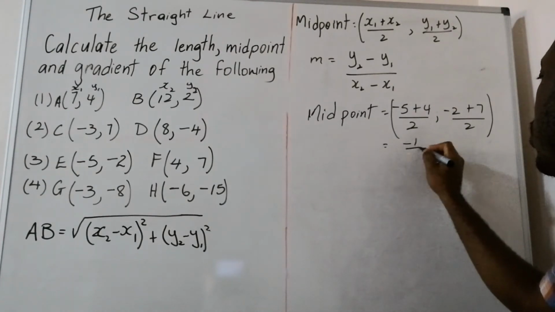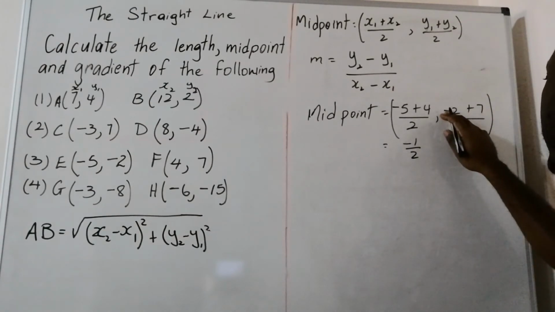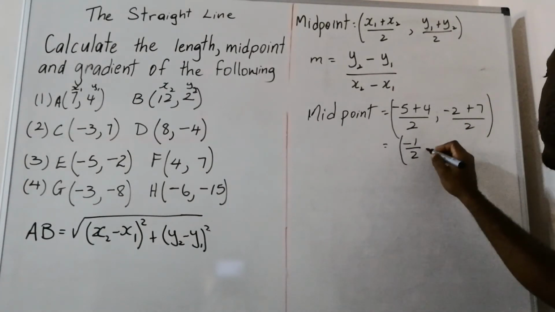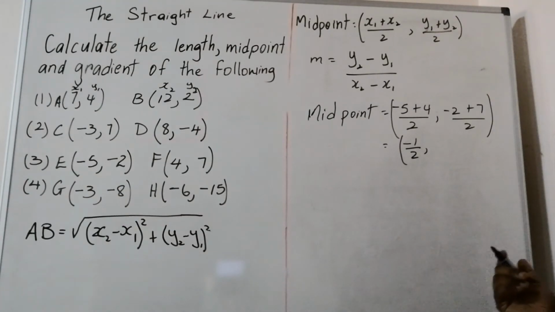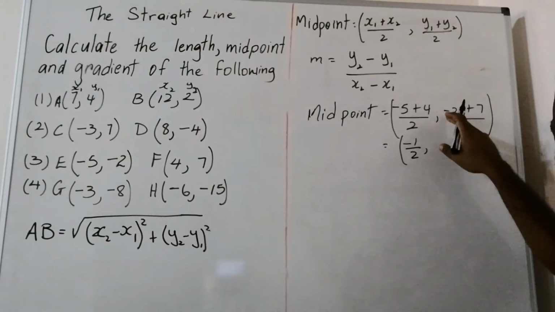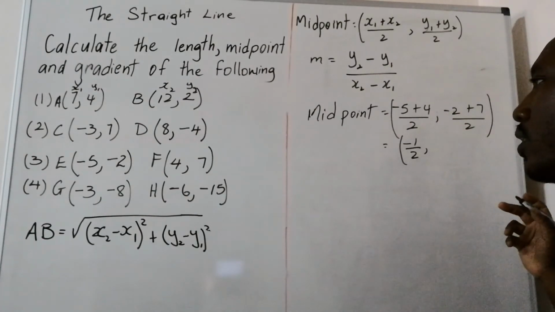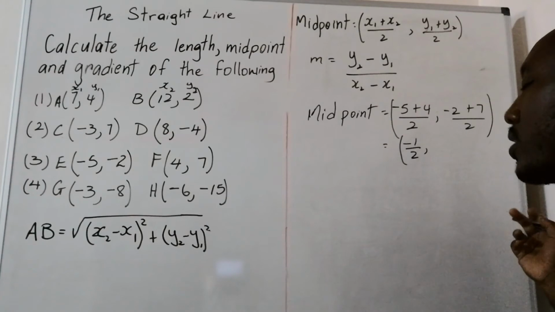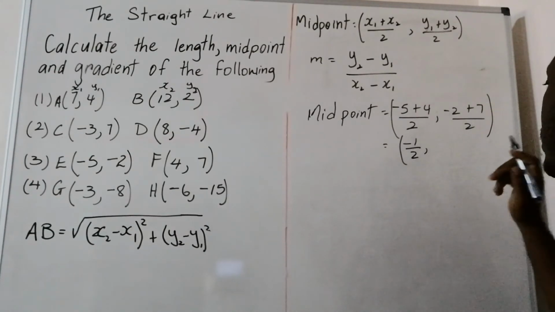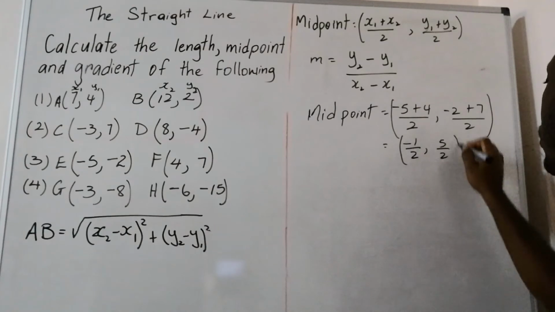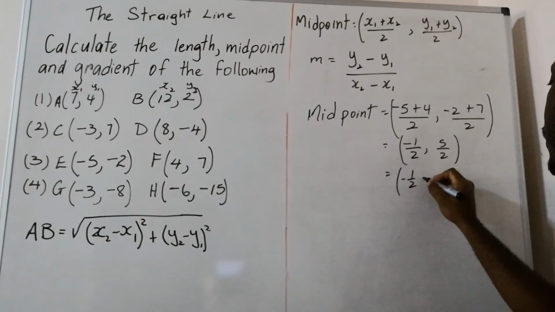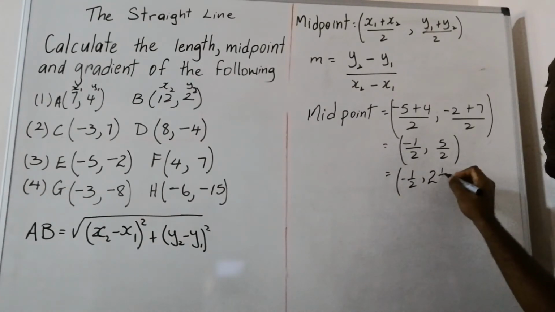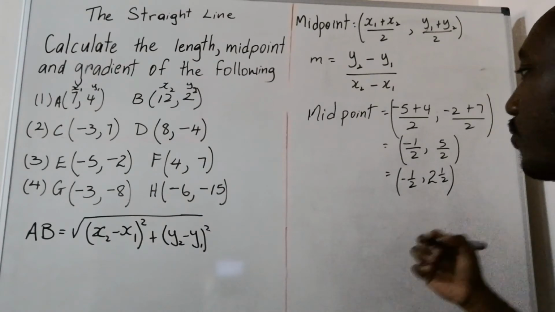So negative 1 over 2, and here again we have negative 2 plus 7. Since the 2 is negative and the 7 is positive, we will subtract, and the answer takes the sign of the bigger number. So negative 2 plus 7 will give us 5, and since the 7 is positive, it will be positive 5 over 2. So our coordinate will be negative half and 2.5.